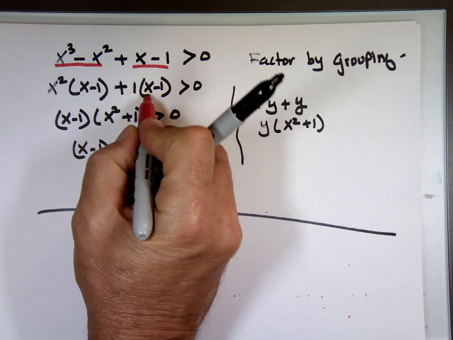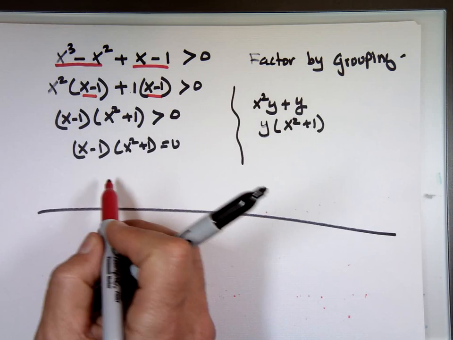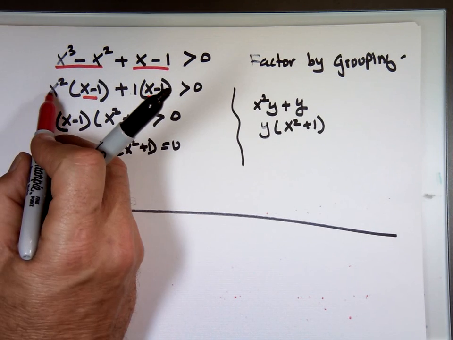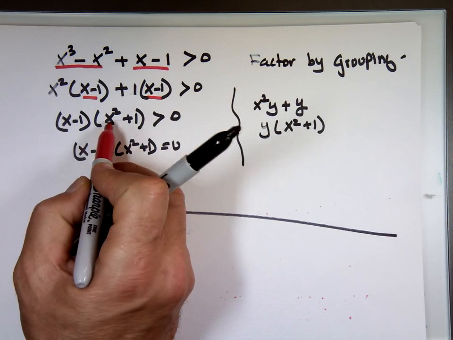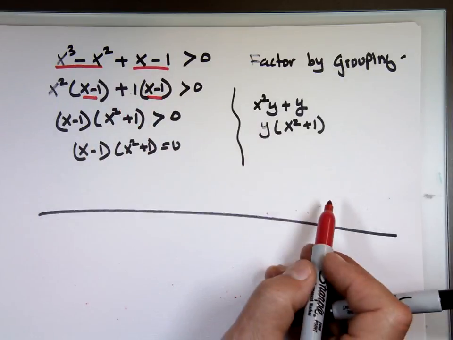This is common to both of them, so you put it outside the parentheses. What's left in the first group? The x squared plus, and what's left in this one? That's it? That's it, because they're the same.